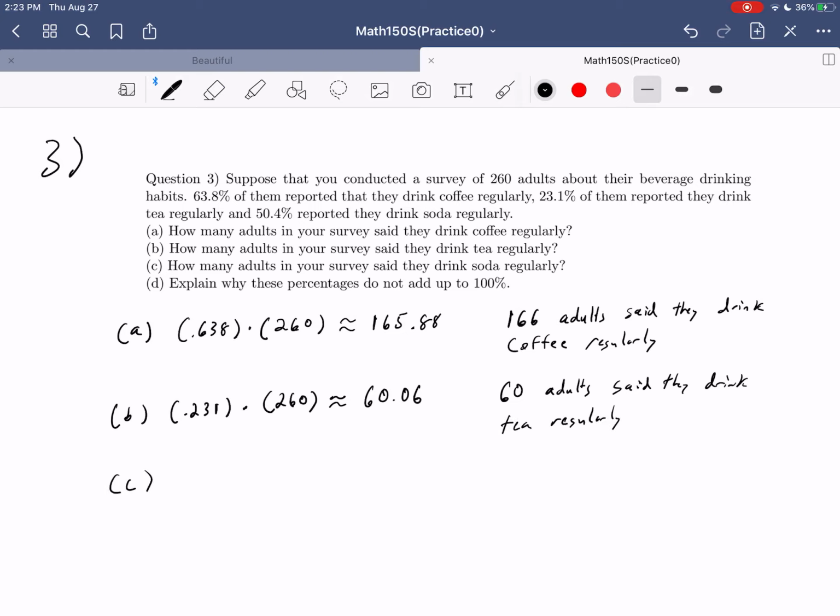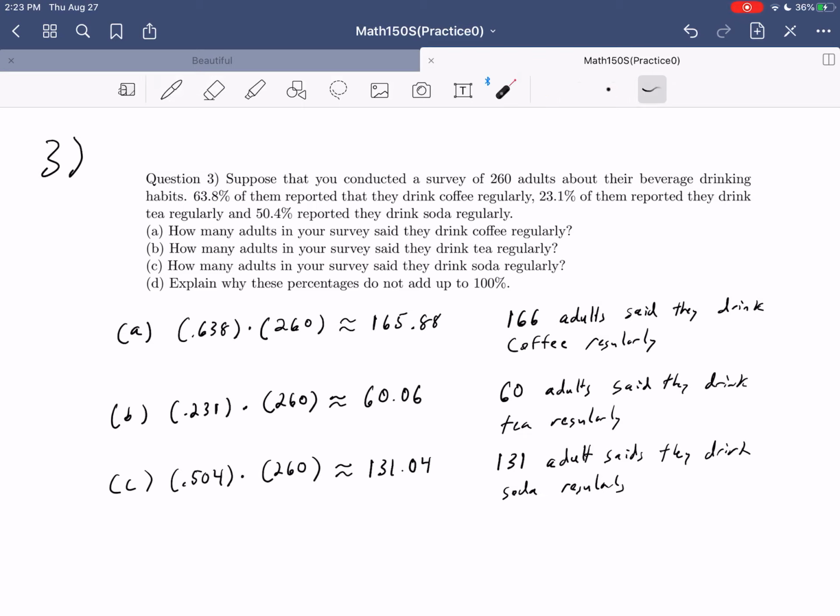And then finally for part C, same approach. 50.4, well, take that as a decimal, 0.504 times the 260 people in our survey. 0.504 times 260 should give us 131.04. Round that to the nearest whole number: 131 adults said they drink soda regularly.